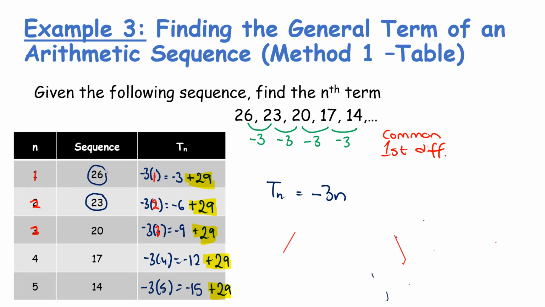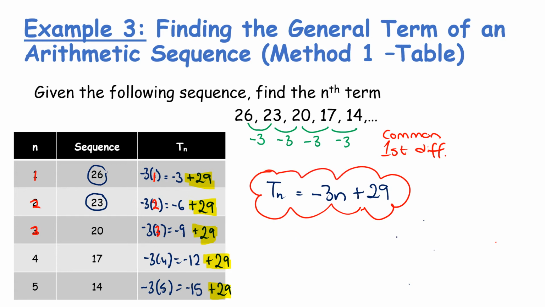That gives us our formula as minus 3n plus 29. So that is the table method, which can help us work out the general formula, or Tn, for an arithmetic sequence.